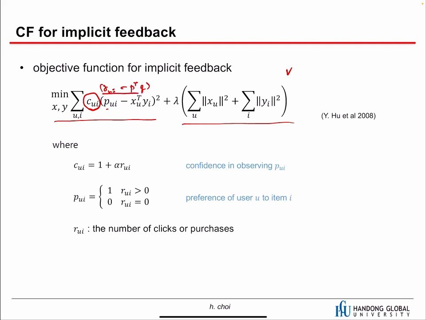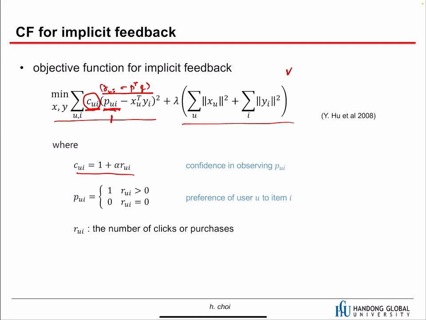But in addition to this term, we have a c sub ui. That's it. And c sub ui puts some weight, right? So if it is a click, then the p sub ui would be 1 or 0. If it is 1 or 0, then we need a different weight for different items. So when people click this item a lot, or when people click this item once, then still it is clicked, right? So it would be 1.